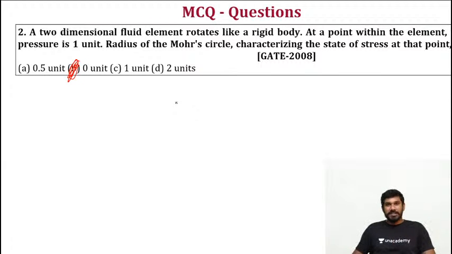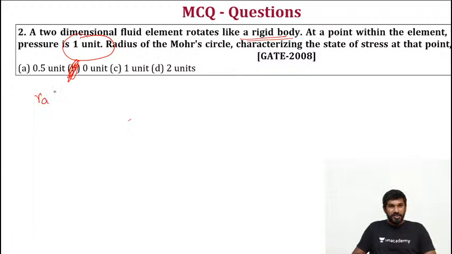Just read out the question. You can find how interesting the question is. A two-dimensional fluid element rotates like a rigid body. At a point within the element, the pressure is 1 unit. The radius of the Mohr circle characterizing the state of stress, that is the question.